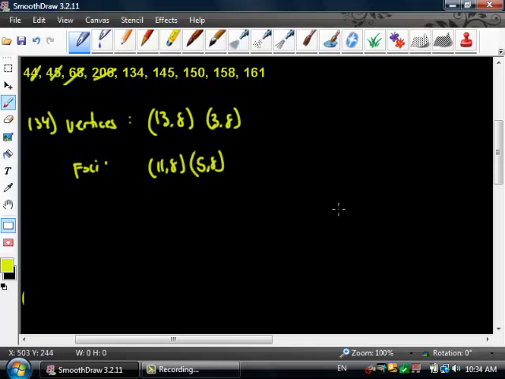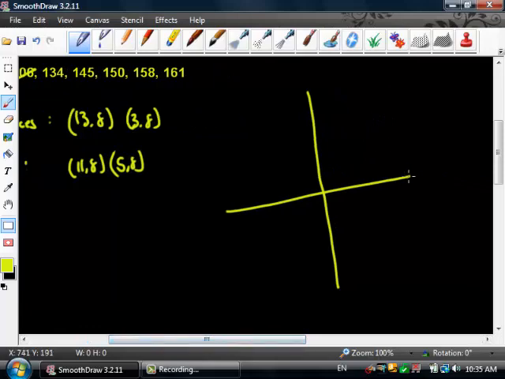Now, what is the first thing that I always recommend you do when writing the equation of an ellipse or a hyperbola, Chris? Graph it. Draw a picture. All right, so 13, 8. Let's call this 13. Let's call this 8. So that's about right here. 3, 8 is about right here. And then 11, 8 is right here. That's a focus. And then 5, 8 is right here.